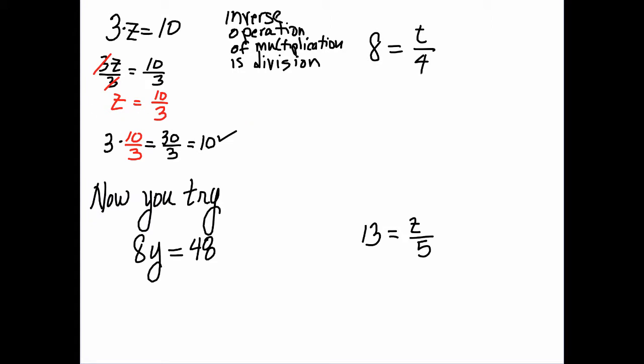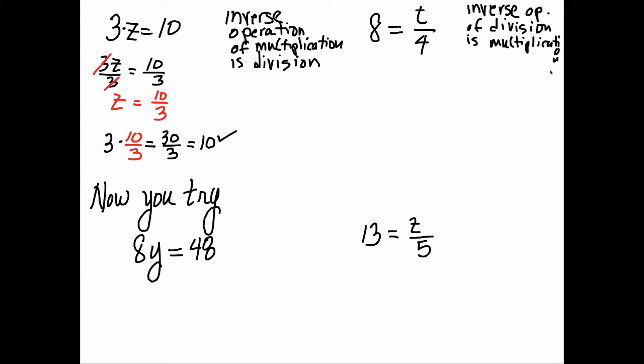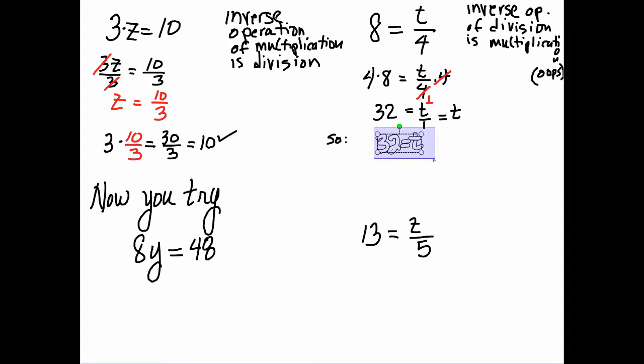On the right-hand side, the equation 8 equals t divided by 4, t over 4. T is divided by 4. The inverse operation of division is multiplication, so we'll multiply each side by 4 to solve this. If we multiply the left side by 4, we get 32. If we multiply the right side by 4, t over 4 times 4, the 4's cancel, and we just get t, so t equals 32. And we'll quickly check that to see that 8 does equal 32 over 4.